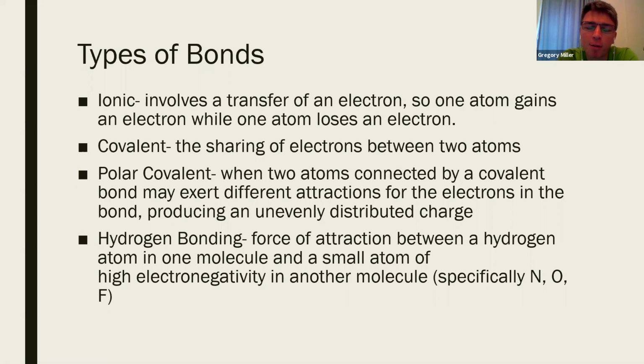Covalent bonds are involved when you have the sharing of electrons between two atoms. So both atoms retain control of those electrons. They're shared between them, whereas ionic gives up or takes from another atom. And there's a lot of subsets of covalent bonds. One of the major ones is a polar covalent bond.